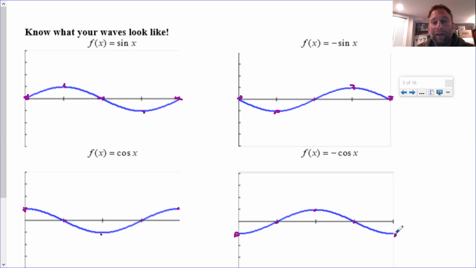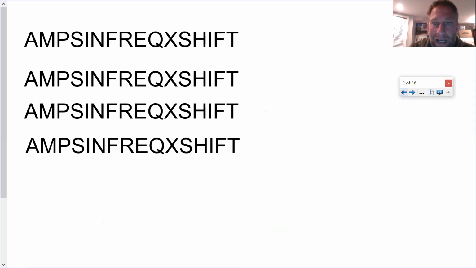And again, they all have 5 points. So you just need to know that the sines start at the middle. Cosines don't. Positive cosine starts at the top. Negative cosine starts at the bottom. So now we need to know amp, sine, freq, shift. To help us remember amp, sine, freq, shift, we have our first song within one of our online lessons.